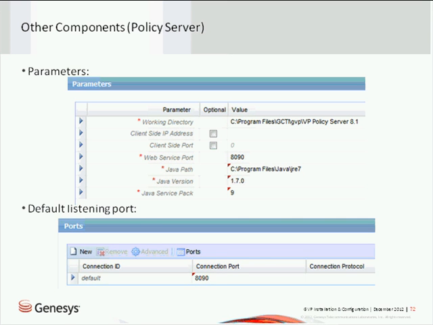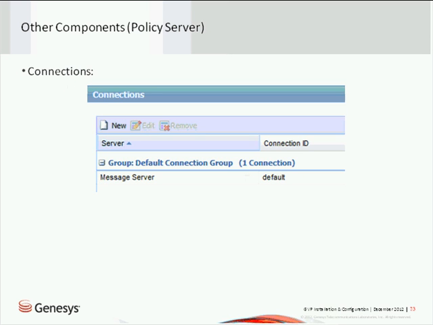I've just simplified what we actually show. When you're deploying the policy server, you have the same working directory and the client-side options. The web service port will default to 8090. Again, you do have to have Java installed. In this case, it's my Java path. It will also ask you the version and the service pack. I was using Java 7 Update 9, so version 7 corresponds to 170, and Update 9 corresponds to 9. You might as well use the listening port corresponding to the web service port, which is 8090.